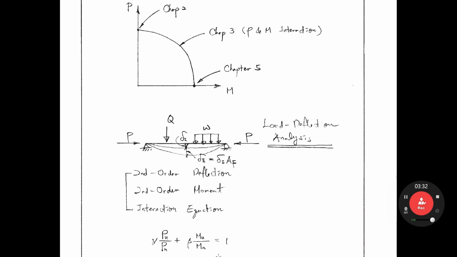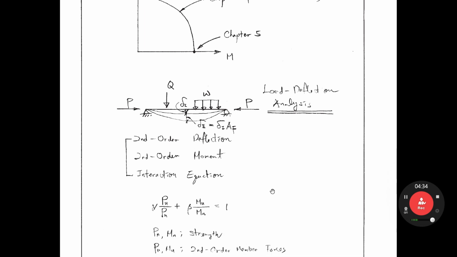If we do not consider axial force here, the deflection is first order deflection, right? Delta 1. But in this beam we have axial force as well as lateral load, so it is called beam column. In that case we have a second order deflection due to this axial force. And then we will also study the interaction equation. From here to here, we have the interaction curve, the interaction between axial force and moment.